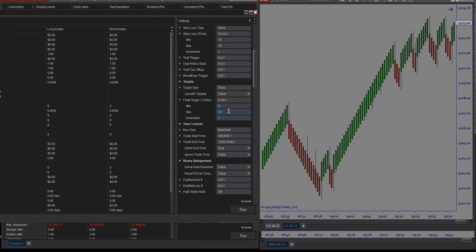So if I've got a 12-tick stop, I'm going to go up in 2-tick variables so I can cut my optimization down. Everybody with me on that?